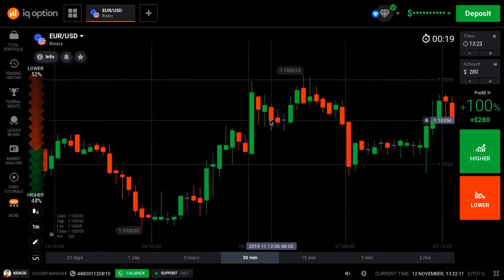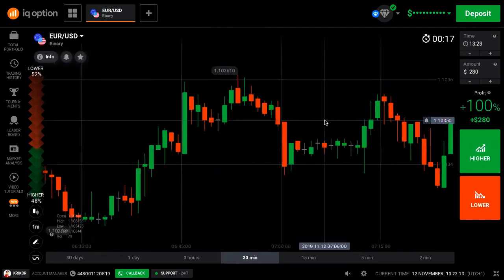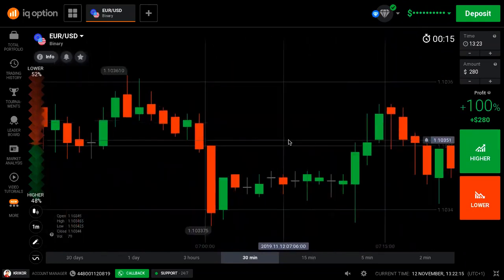Okay? It's an indecision candle. Indecision means what? Buyers want to enter, sellers want to enter. So two of them want to enter. So who will enter?